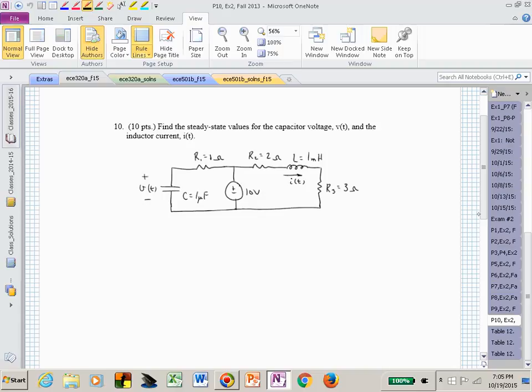This says find the steady state values for the capacitor voltage and the inductor current. This is now a DC source, and it's just asking you, what does a capacitor do when excited with a DC source, and what does an inductor do when excited with a DC source? What does a capacitor do? This circuit has been in existence for an infinity of time.